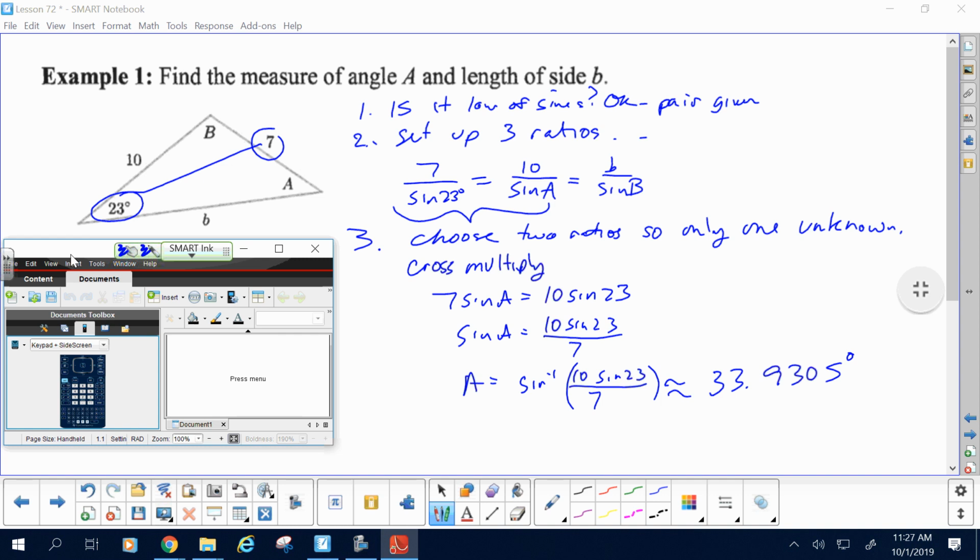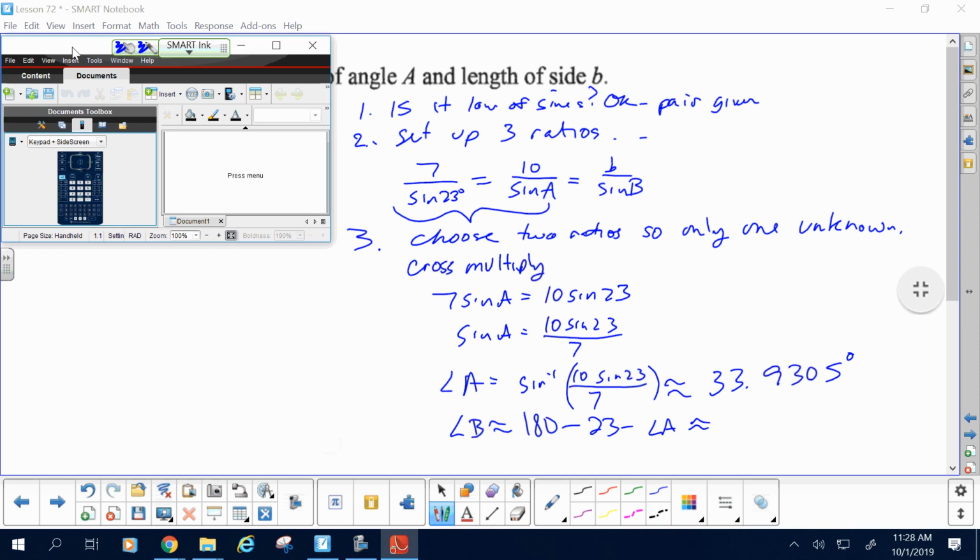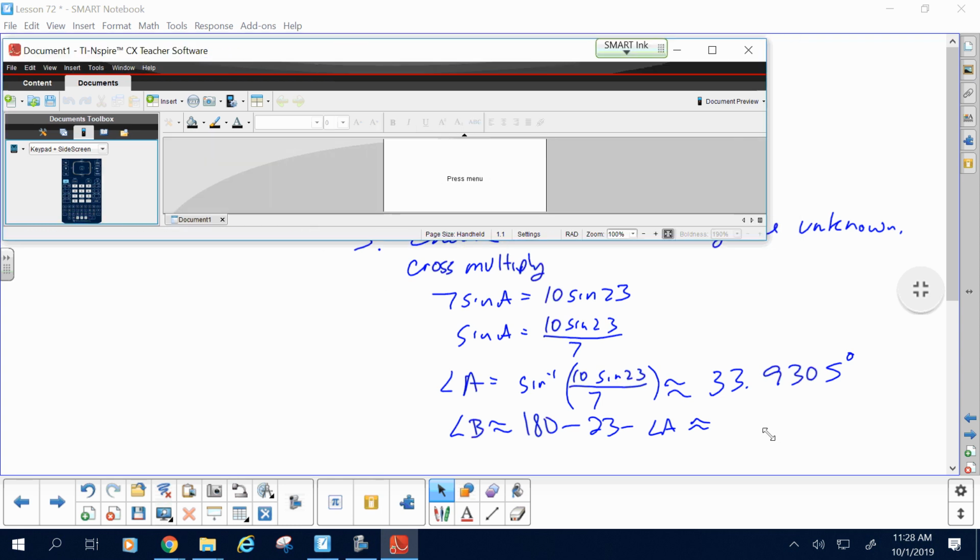So to find side B, we actually have to find angle B first. How do we find angle B? 180 minus 23 minus angle A. You follow me? So 180 minus 23 minus angle A is something obtuse-ish, I hope, yes?